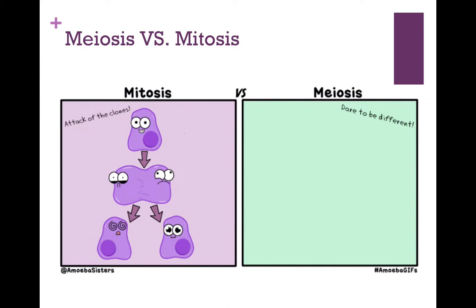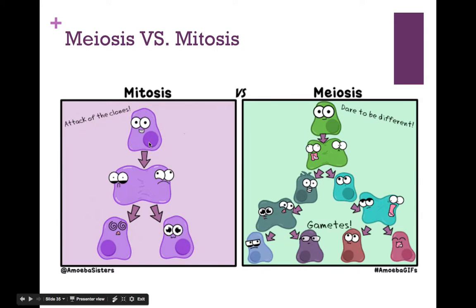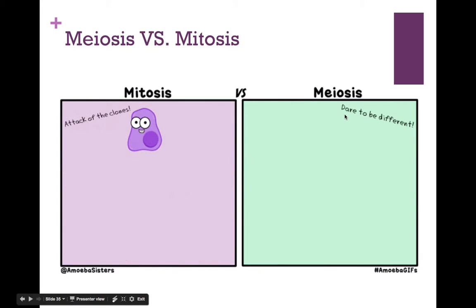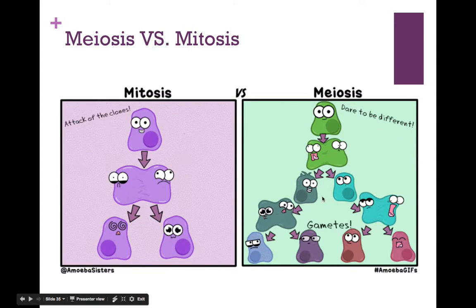Here's a quick diagram for you. So mitosis is attack of the clones. You have one cell that divides into 2 that are identical to the beginning. Meiosis is the opposite. They are different cells. So you start with one cell, it makes 2, those 2 make 4 gametes that are different from each other.